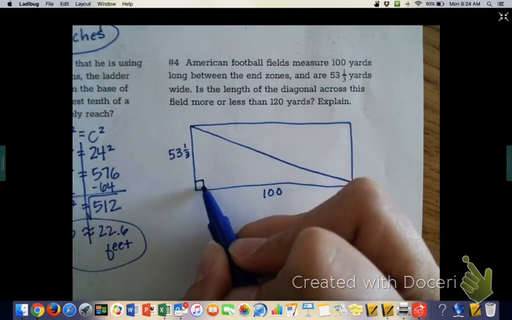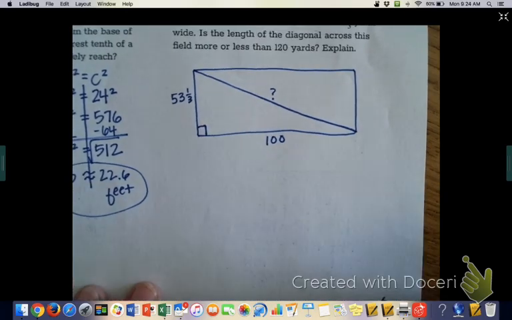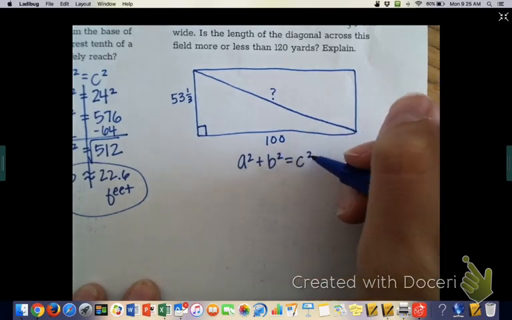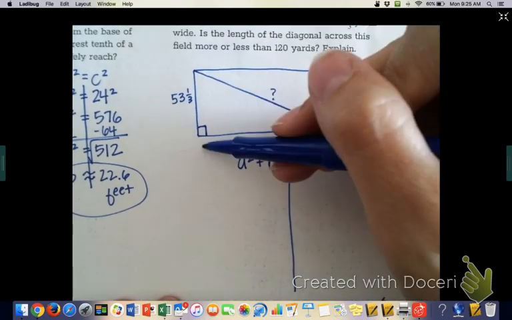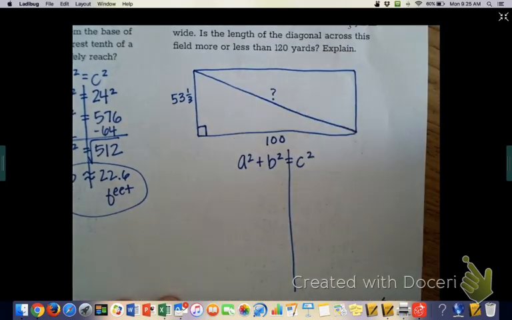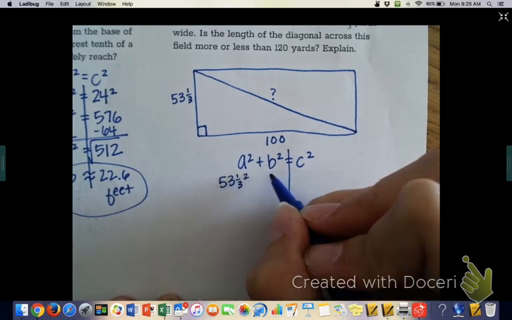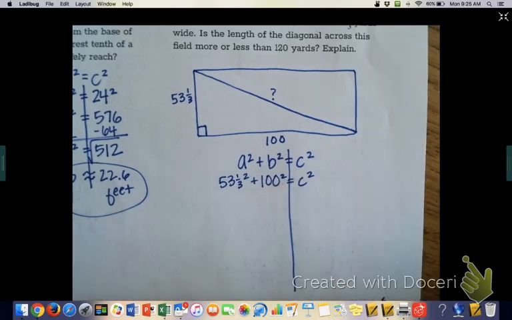So this is a right angle. We don't know our hypotenuse, so let's just set up the Pythagorean theorem. a squared plus b squared equals c squared. These are my two legs, so you're going to use them for a and b. It doesn't matter which. I'll put 53 1/3 first, squared, plus 100 squared equals, we don't know, let's just call it c squared.